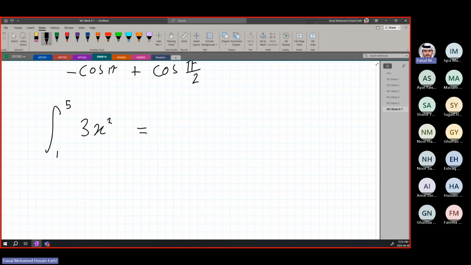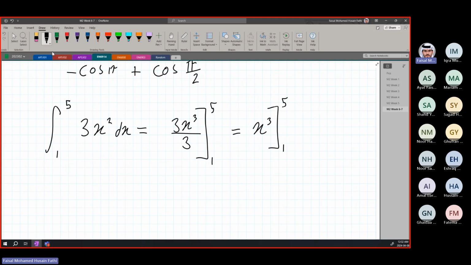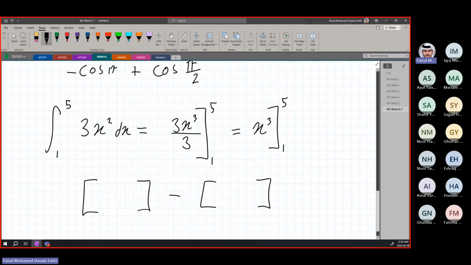This is going to be dx, of course. This is going to be 3x cubed over 3 from 1 to 5, or simply x cubed from 1 to 5. How I will write this is, first bracket, then minus, then second bracket. Instantly, this is how I would start solving.